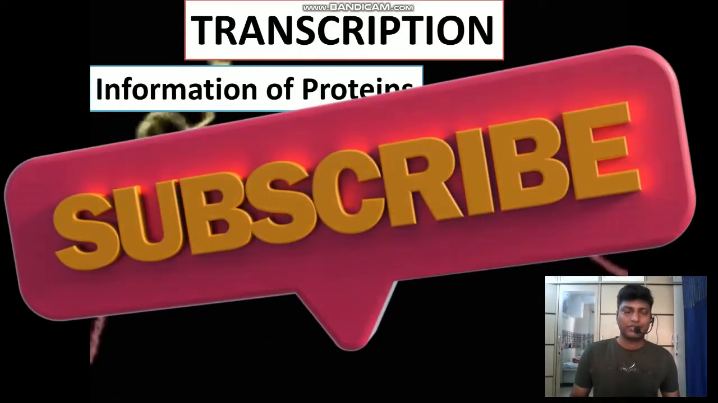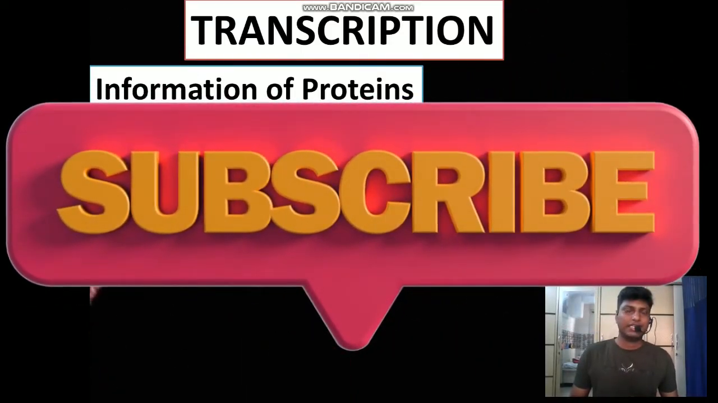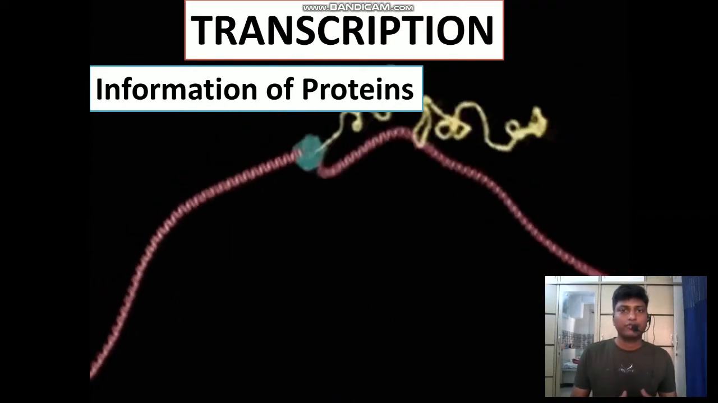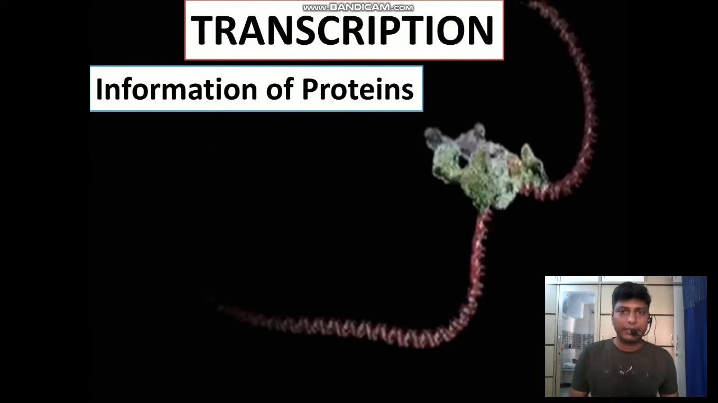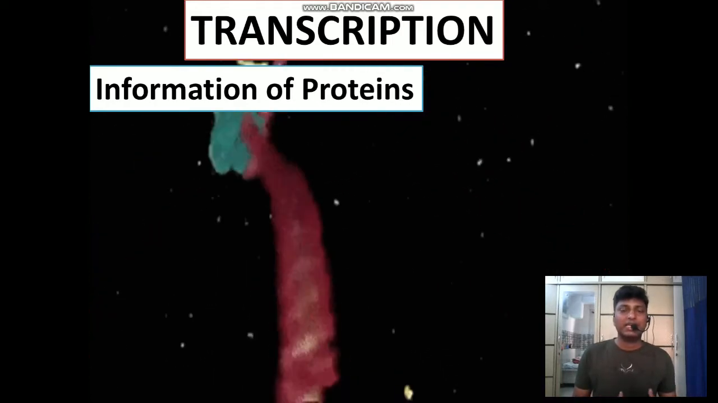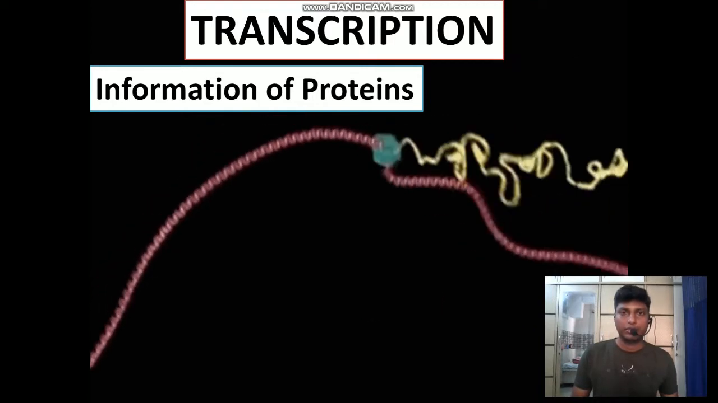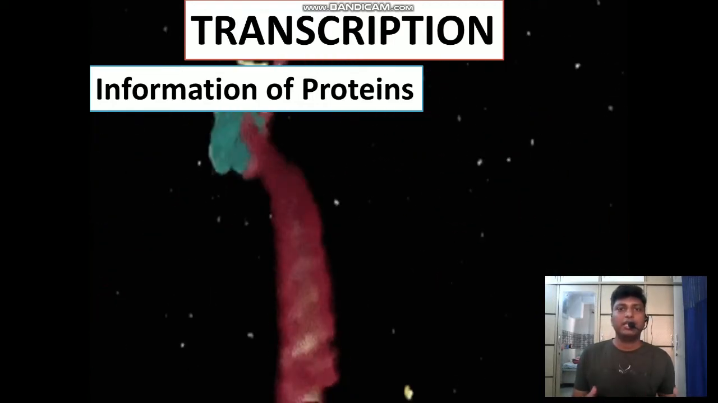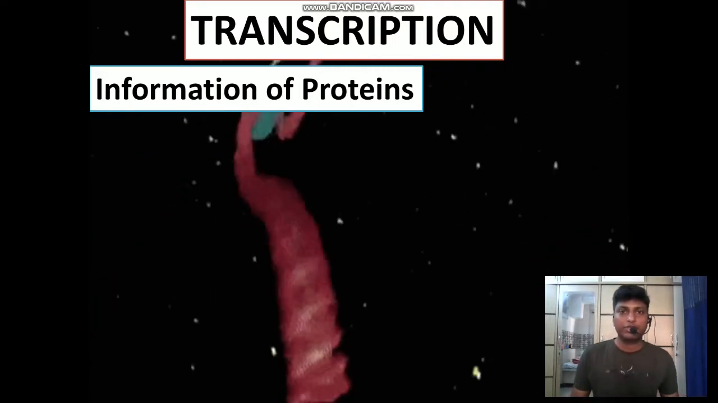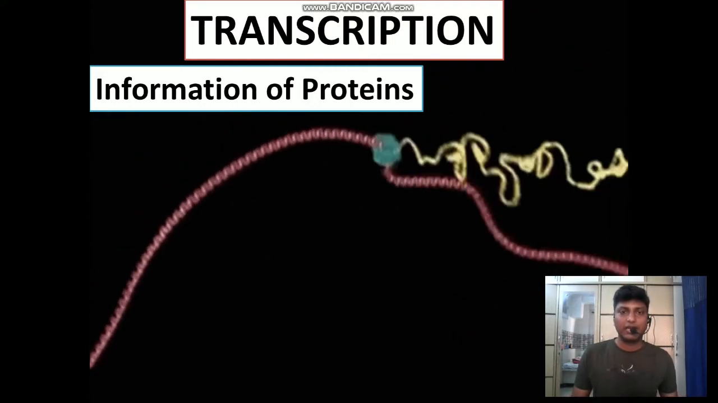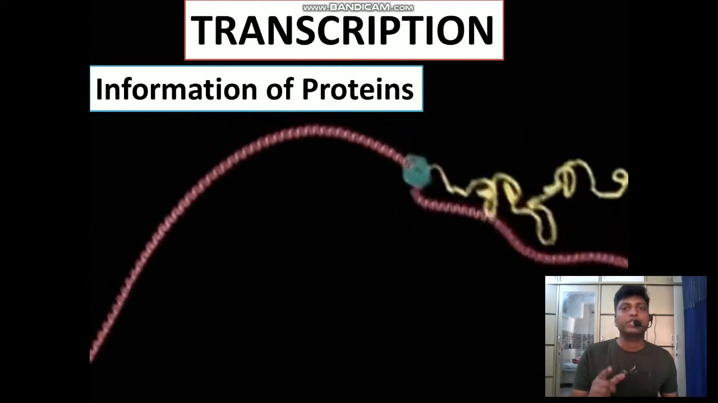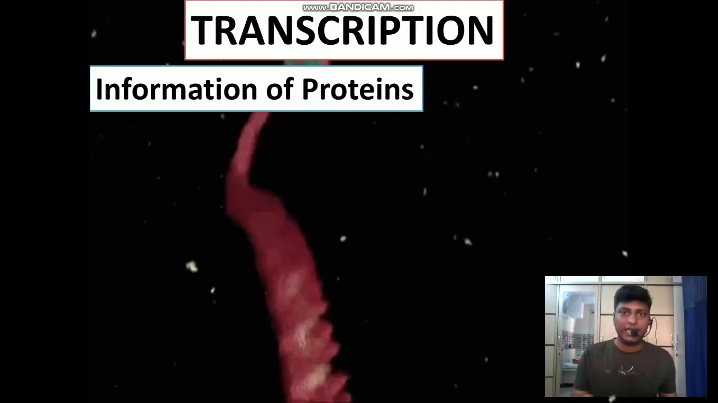Let us try and understand what exactly is transcription. Dear students, the word transcription comes from the word transcript, which means mainly information. And what exactly is this information about? This information is mainly of the proteins. Where is this information of proteins present in the cell? Dear students, you must have guessed it right. The information is present inside the DNA.